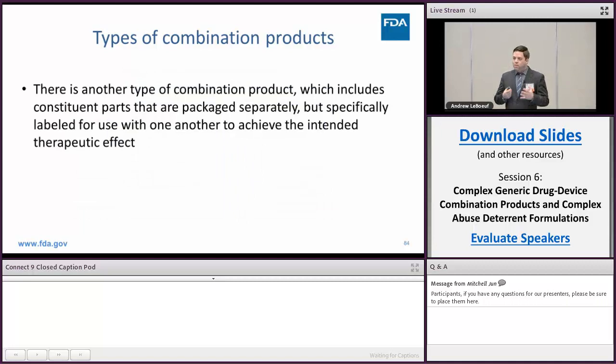There is a third type of combination product that does exist as well, which is a little less known. It is a cross-labeled combination product, which is when the constituent parts are packaged separately, so they're not distributed together, but have bilateral labeling for use with one another to achieve the intended therapeutic effect.